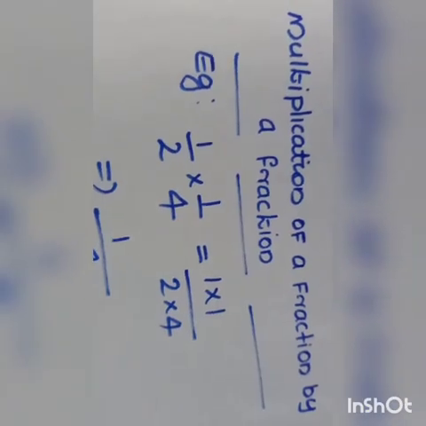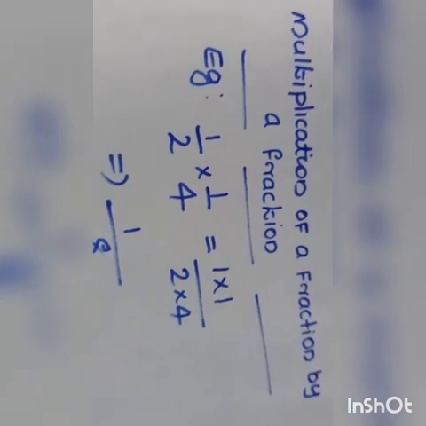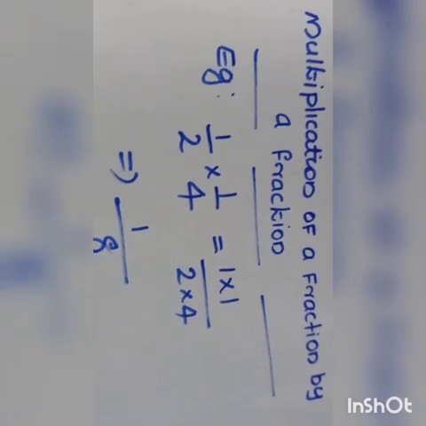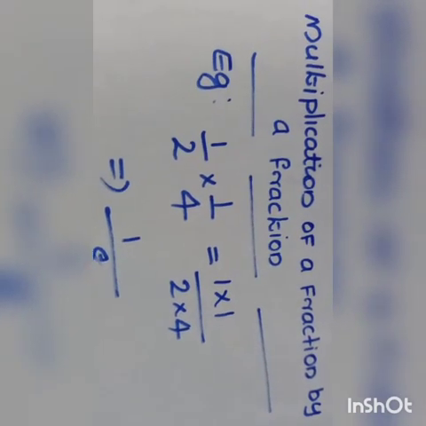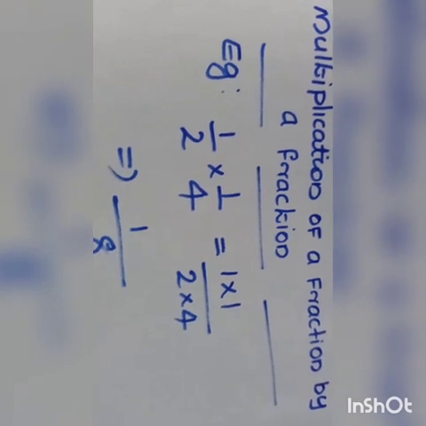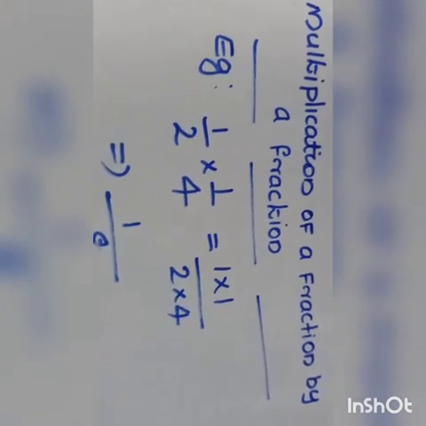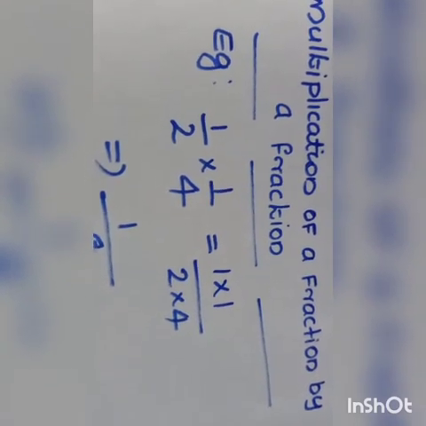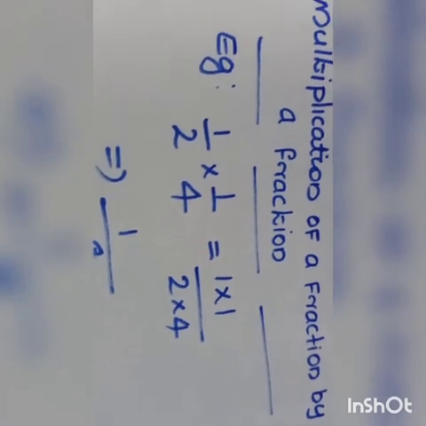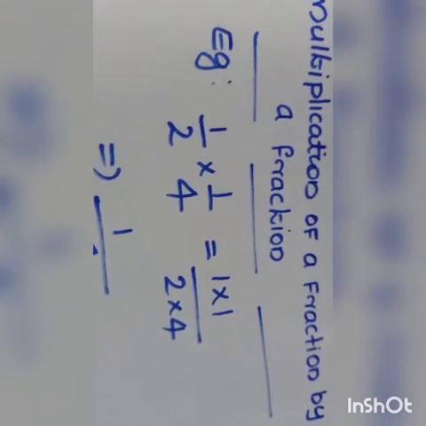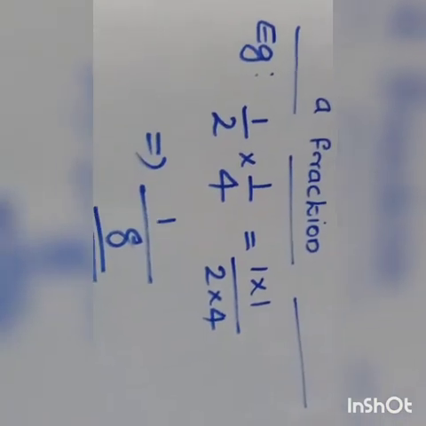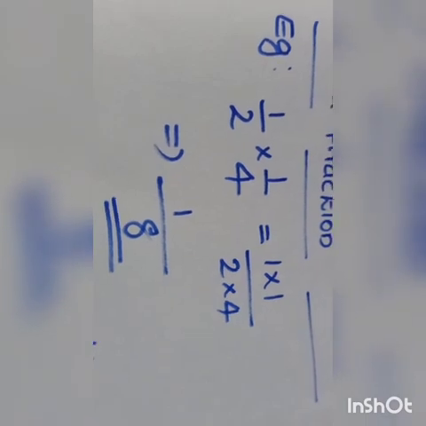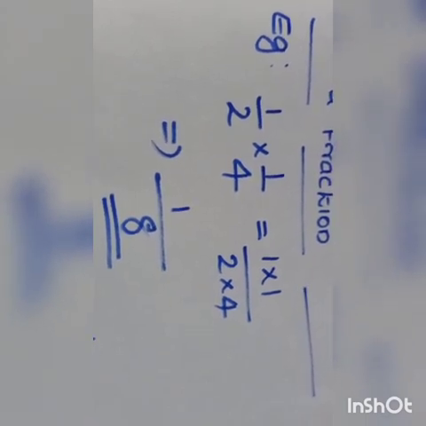I will tell you about multiplication of a fraction by a fraction. For example, 1/2 into 1/4. So we write it in this form. Now we multiply these two fractions. First we multiply the numerators of the two fractions, that is 1 into 1, divided by the product of the denominators, 2 into 4. So 1 into 1 is 1, divided by 2 into 4 is 8. So the answer is 1/2 into 1/4 is equal to 1/8.